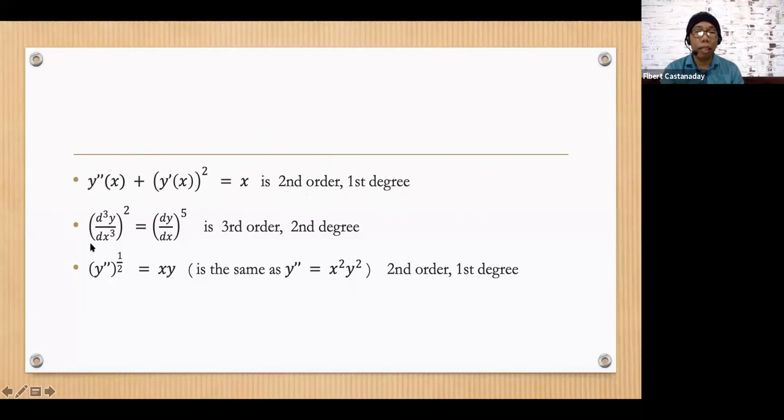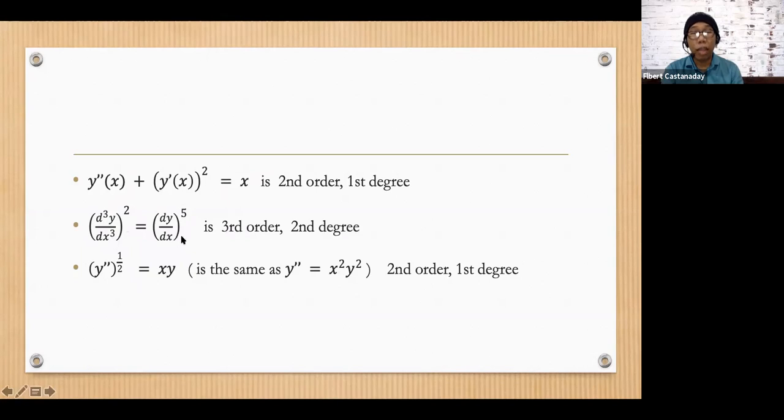Now, looking at the next example here: the third derivative of y with respect to x raised to the power of 2 equals dy over dx, or the first derivative of y, raised to 5. So what is the highest derivative in the equation? The highest derivative is the third derivative. So the equation is a third order differential equation, or third order ODE. Now, the question is, what is the degree of the differential equation?